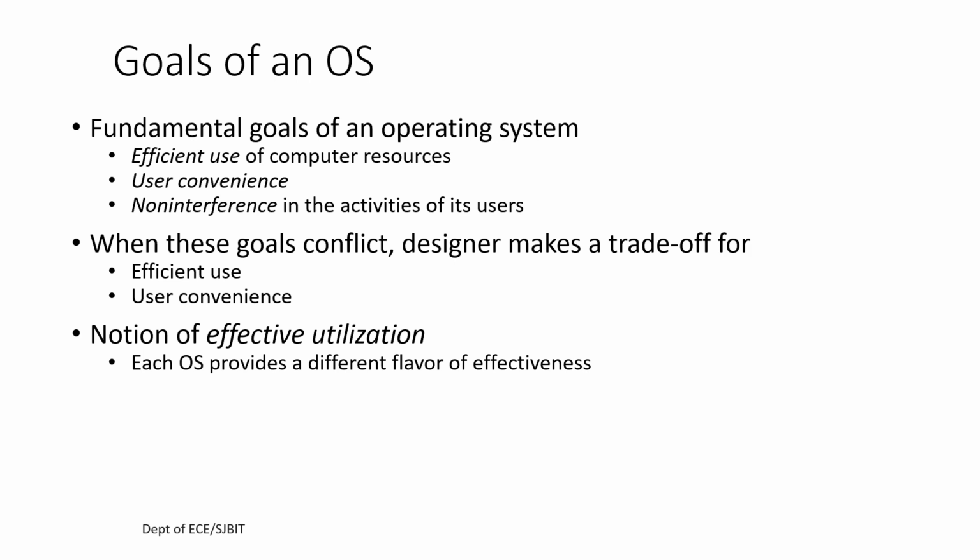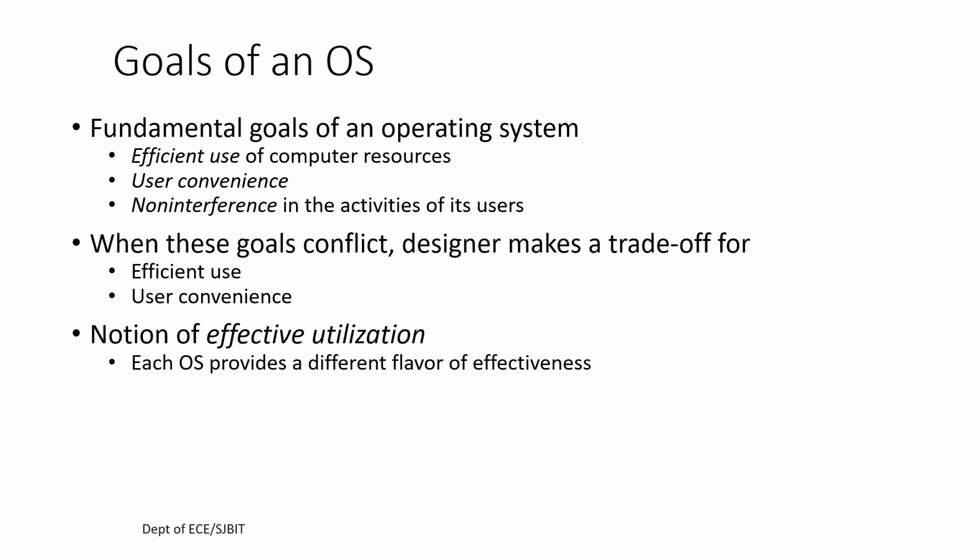So what is efficient use? Efficient use of a computer resource. It ensures the efficient use of a computer system. Whatever resource is connected to it, it checks whether it is being used efficiently for the particular executions. Second one is user convenience. It provides convenient methods of using a computer system. And third one is non-interference. It prevents interference in the activities of its users. So these are the three main goals of an operating system.